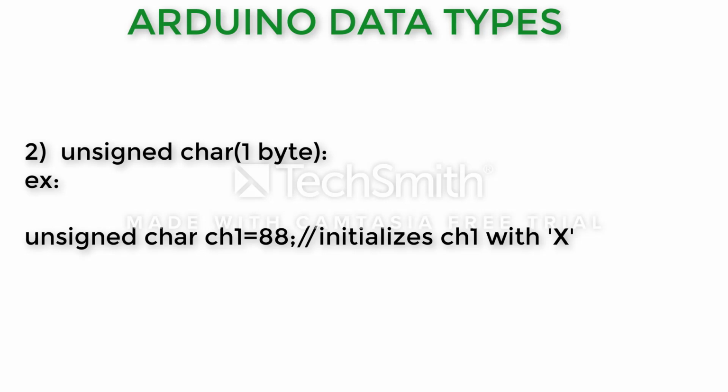The unsigned char data type encodes the numbers from 0 to 255. For example, let us consider an unsigned char data type variable initialized to the value 88. So here 88 is the ASCII equivalent to the block letter X. Hence, the unsigned char variable ch1 will be initialized to character block letter X by the compiler.